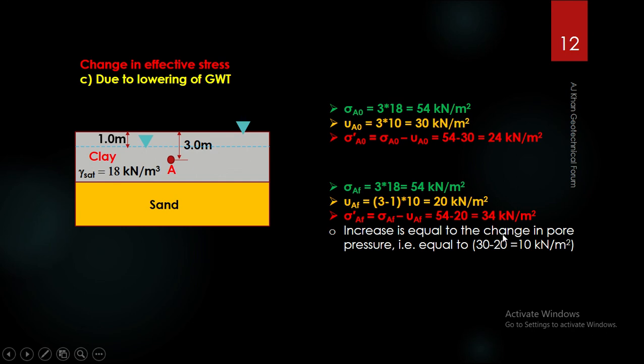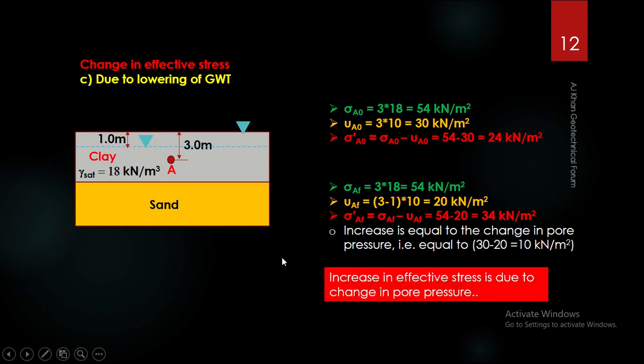And that is exactly what we have written here. The increase is equal to the change in pore water pressure, and that is equal to 30 minus 20, which is equal to 10 kilonewton per meter square. So this is an example to demonstrate that effective stress may increase as well due to the change in pore water pressure. It is not always due to the external applied load or stress. It may also be caused by the change in pore pressure.